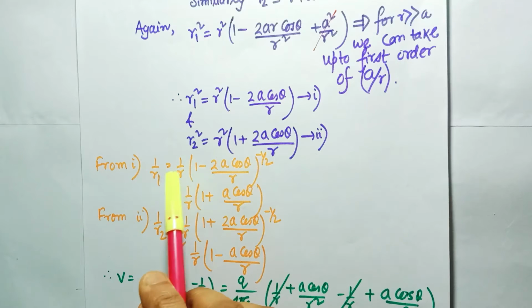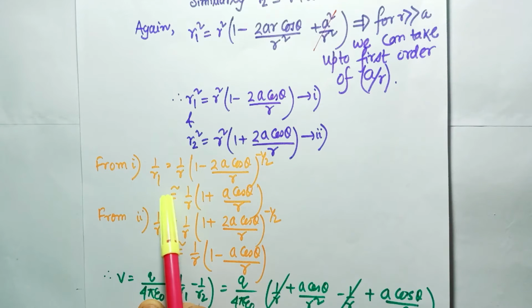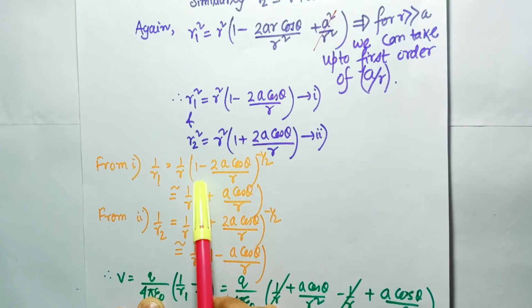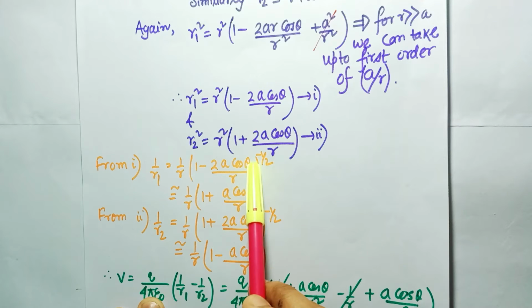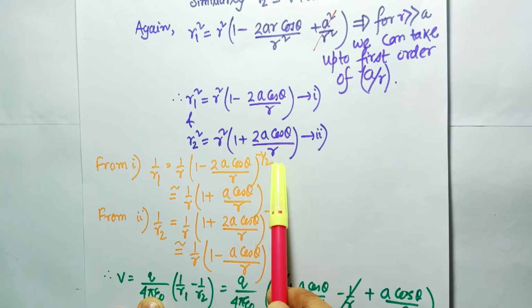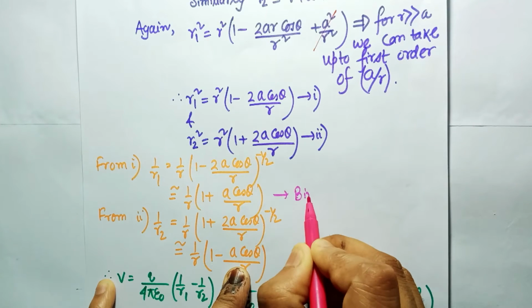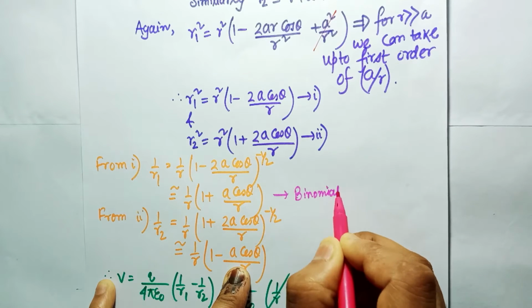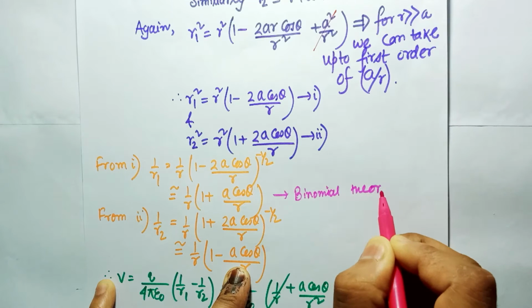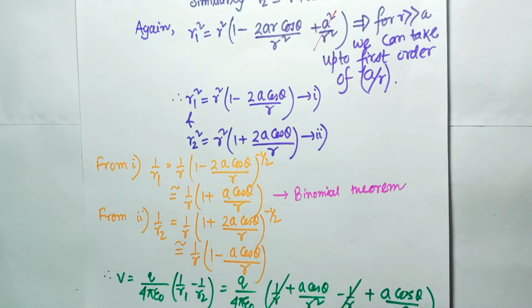So from equation number 1 we can write that 1 by r1 is equal to 1 by r times 1 minus twice a cosine theta by r whole to the power minus half. This is from the binomial theorem. Using the binomial theorem, we can write that 1 by r1 is approximately equal to 1 by r times 1 plus a cosine theta divided by r. Similarly 1 by r2 is around 1 by r times 1 minus a cosine theta divided by r.